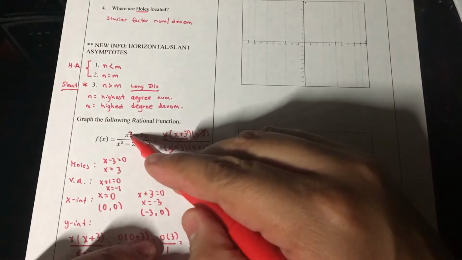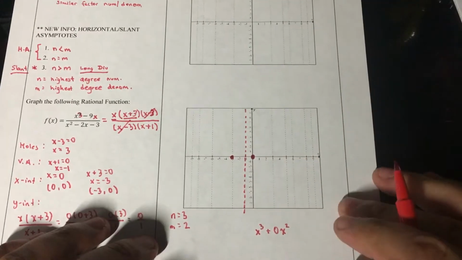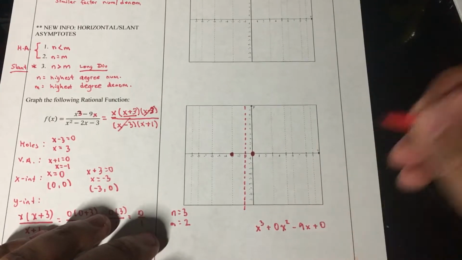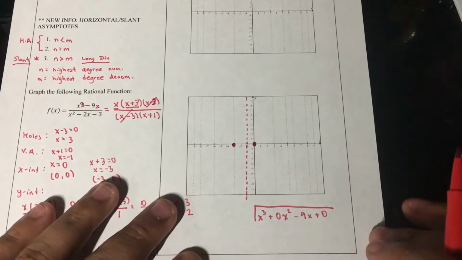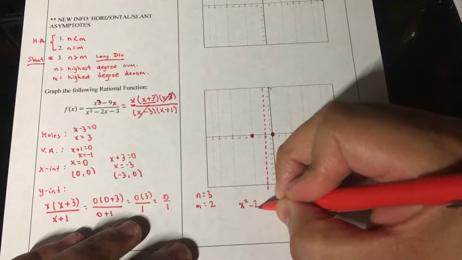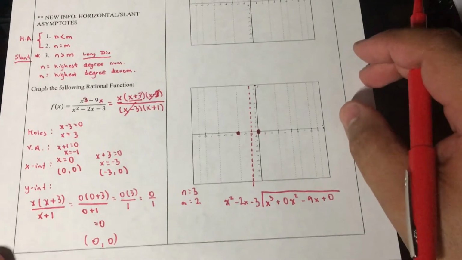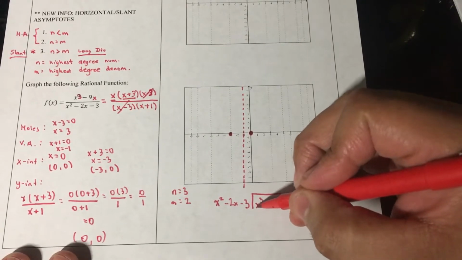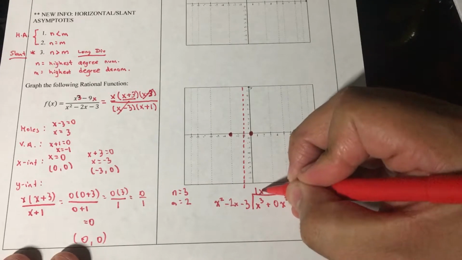So x to the third, and I don't have an x squared term, so I do need to put that, minus 9x plus 0. I'm going to divide it by what I have in the denominator, x squared minus 2x minus 3. I still see quite a few problems with this one, guys. I look at the coefficient here in the front. Here I have a 1, and out here I have a 1. So 1 divided by 1 is 1x.